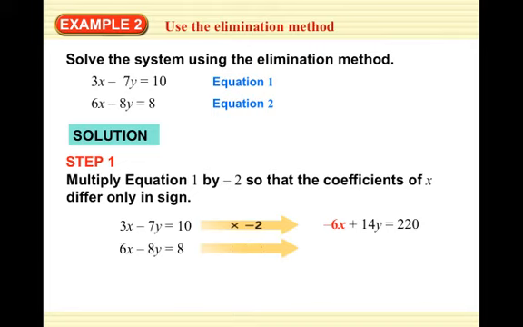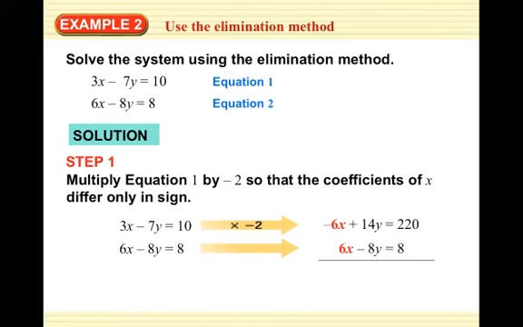Okay? The other equation we don't need to change, but go ahead and rewrite it so that they're stacked. And so you have 6x minus 8y equals 8. So we have negative 6x plus 14y equals negative 20, not 220. That's a typo, and I can't fix it, which drives me nuts. It's negative 20. And then 6x minus 8y equals 8. Now we're going to add them up.